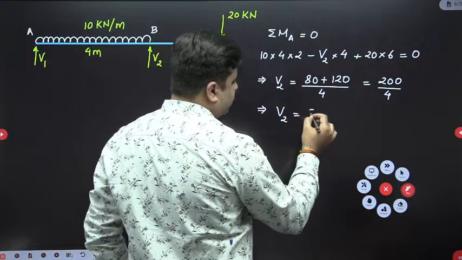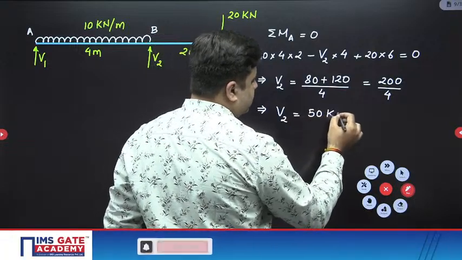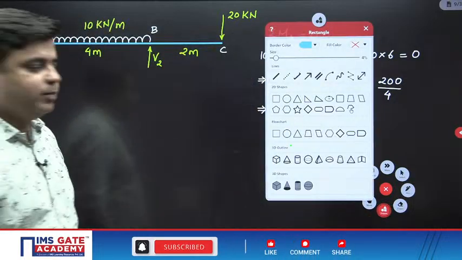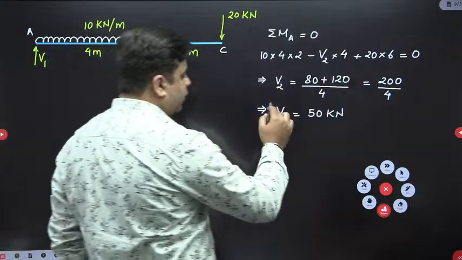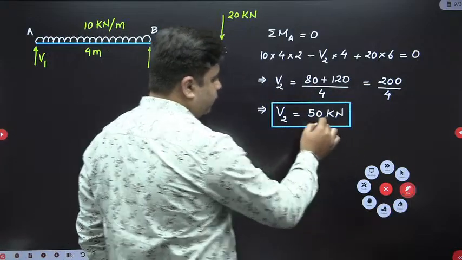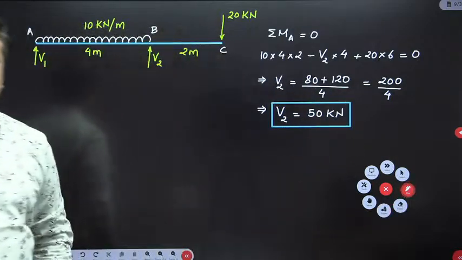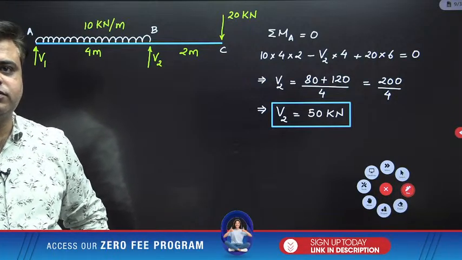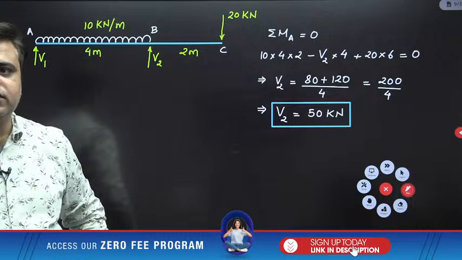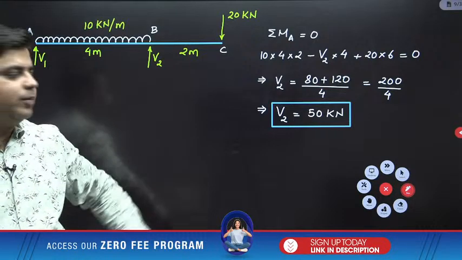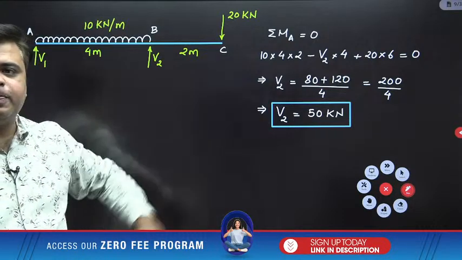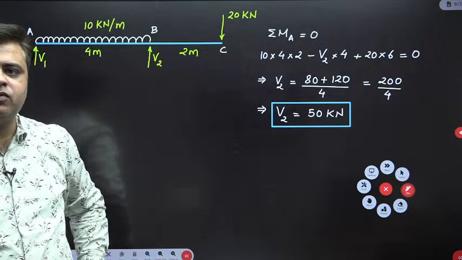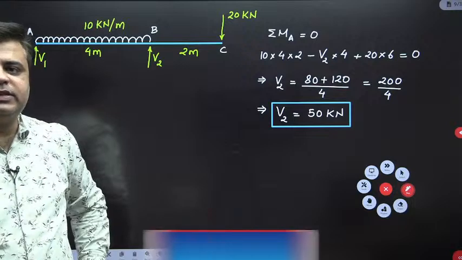All of you just confirm this. V2 is coming out as 50. Kindly confirm this, whether the value of V2 is 50 or what. Please confirm this once.